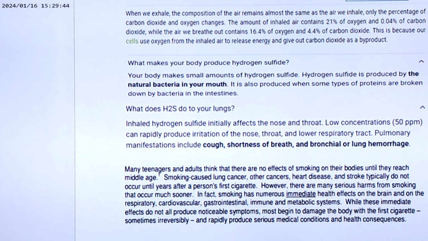All right, and then down below it says many teenagers and adults think that there are no effects of smoking on their bodies until they reach middle age. Smoking causes lung cancer and other diseases. But it also affects the brain, respiratory and cardiovascular, gastrointestinal, and immune and metabolic systems. These immediate effects do not all produce local symptoms. You begin to damage the body with the first cigarette, sometimes irreversibly.